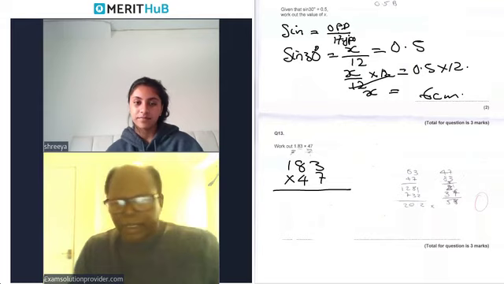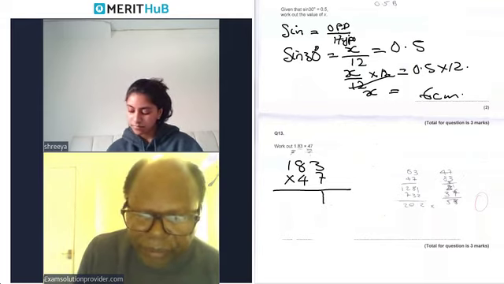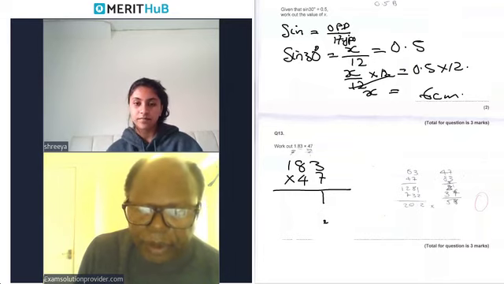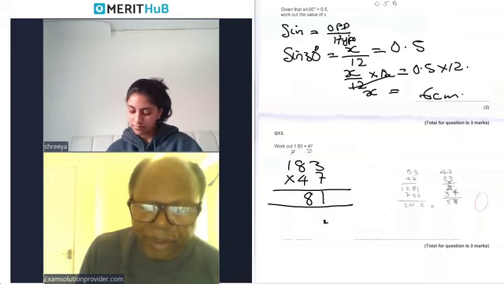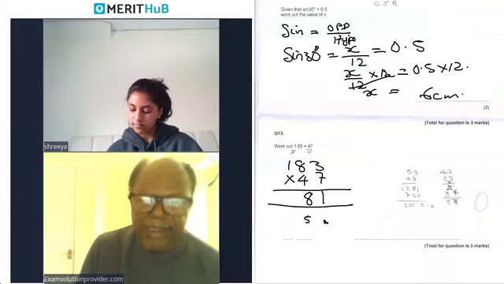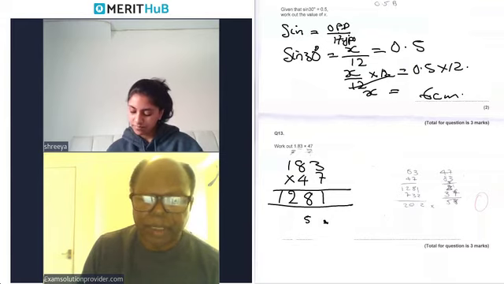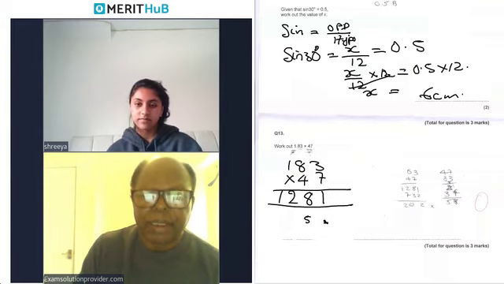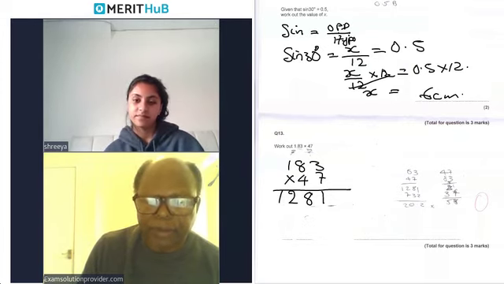So 7 times 3 is 21. We write 1, we keep 2. Then 7 times 8 is 56. 56 plus 2 is 58. We keep 5. 7 times 1 is 7 plus 5 is 12. So we are finished with this number.